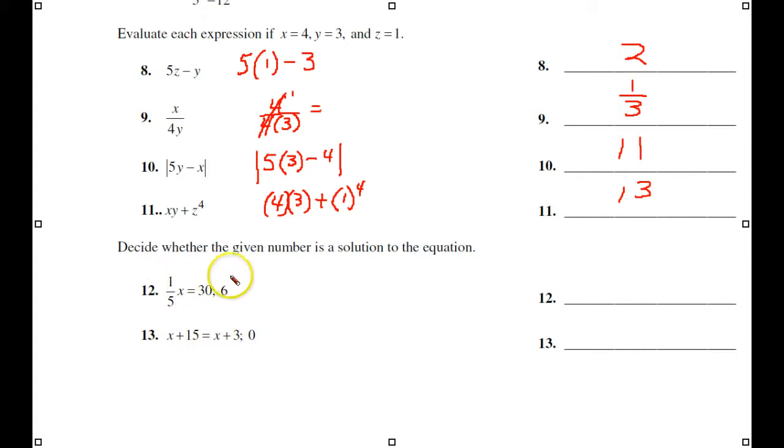Now here they're asking us to decide whether a given number is a solution to the equation. So we would just substitute that number and see if in fact it makes a true statement. Well, 1/5 of 6 is not 30, so that is false. And for this one, if x is a 0, this is a 0 here, and a 0 there. Does 15 equal 3? Nope, that one's false too. So they're just giving you a little preparation for chapter 2.